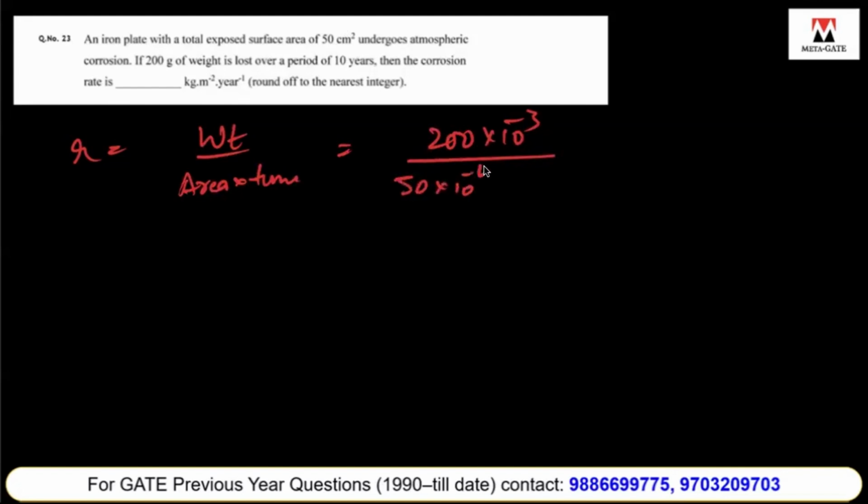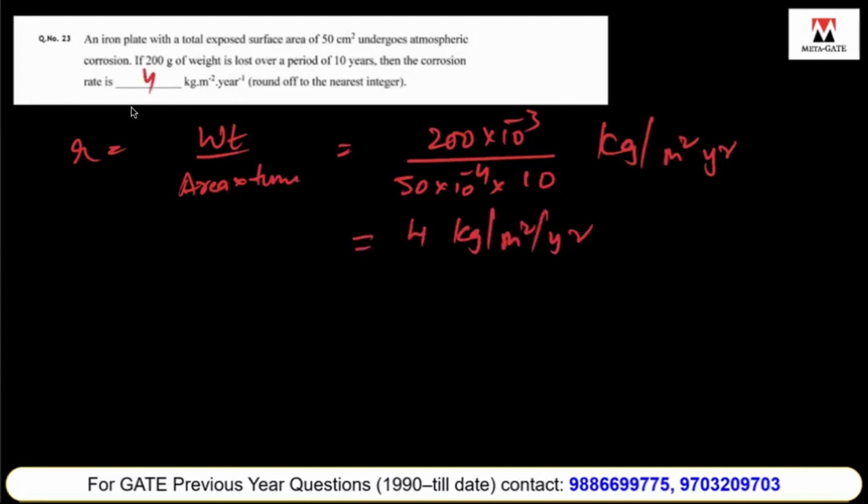So we'll convert this into meters. And then time is given as 10 years. The rate is being asked in kg per meter square per year itself. I'm leaving this in years. This comes to 4 kg per meter square per year. The answer is 4.